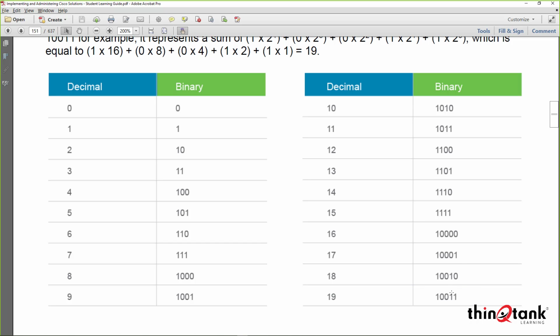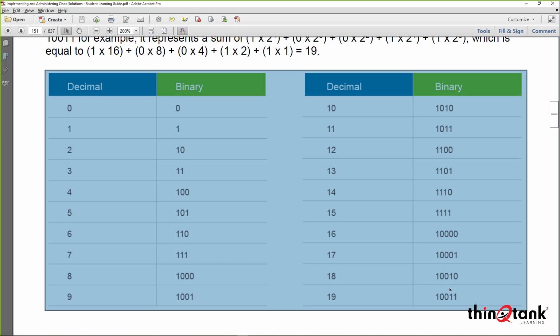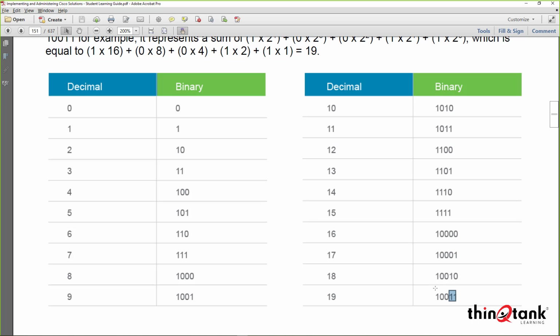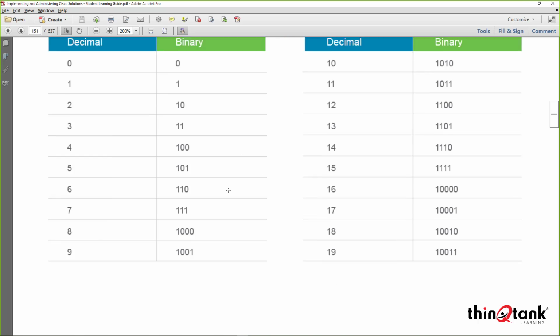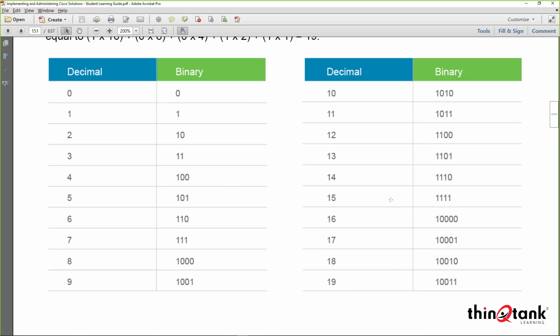This is the 2 to the power of 1. This is the 2 to the power of 2. This is the 2 to the power of 5. So that is 16 plus 2 is 17 and 18 plus 1 is 19. All right? I think you guys get the general idea.